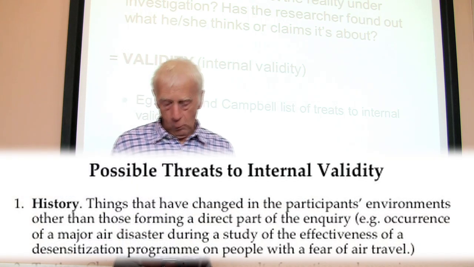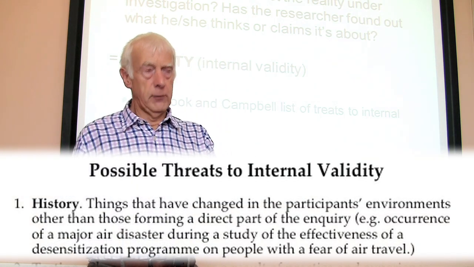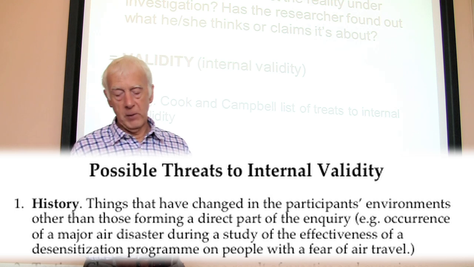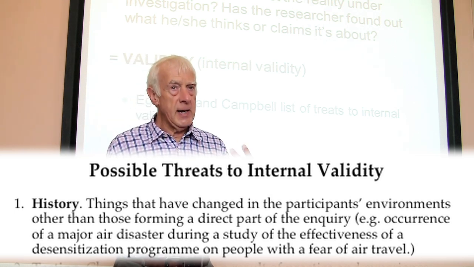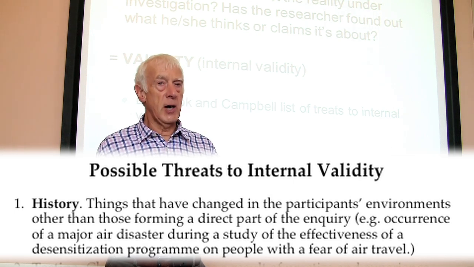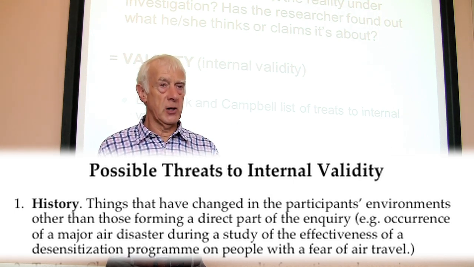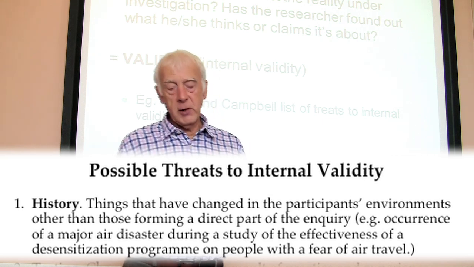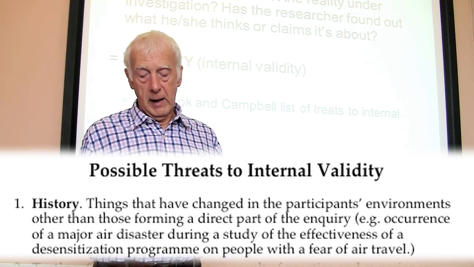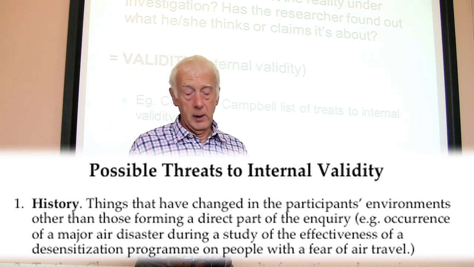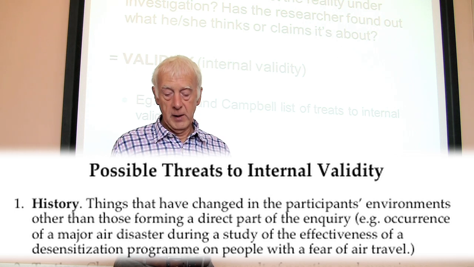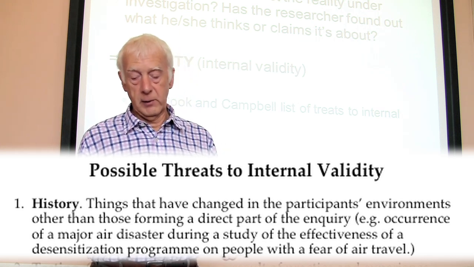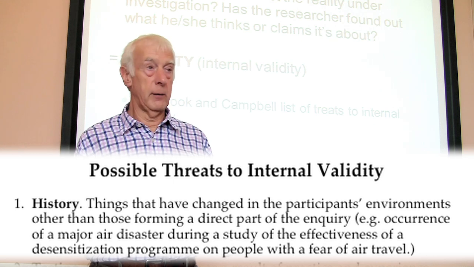So, just for example, number one on the list, and I won't go through all of these, and I'll leave you to read some, but I'll pick out perhaps some of the highlights. Number one, the history threat. Something in the history of the situation has changed things so that the picture you as a researcher get is not accurate. It's not a real picture of things. So things have changed in the environment other than those forming a direct part of the inquiry. And the example I give here in brackets is the occurrence of a major air disaster during a study of the effectiveness of a desensitization program on people with fear of air travel.